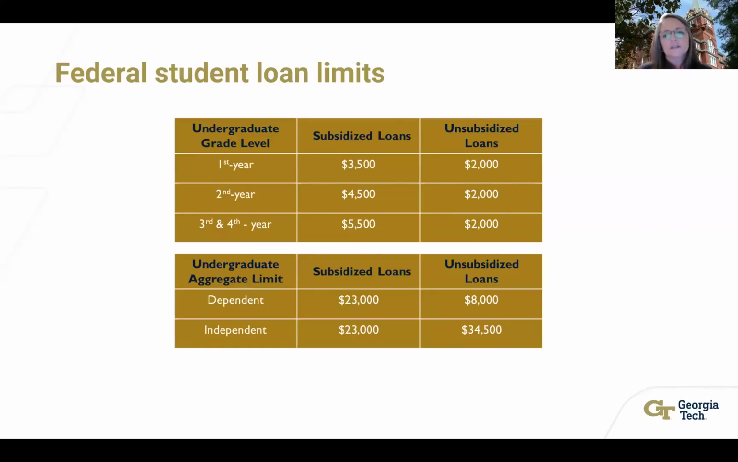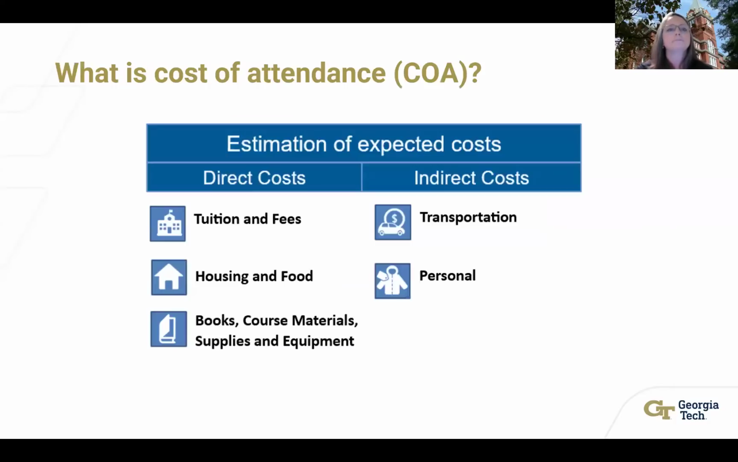The aggregate limit that you can borrow in the loan programs for a dependent student is $23,000 in the subsidized loan and another $8,000 in the unsubsidized loan program.